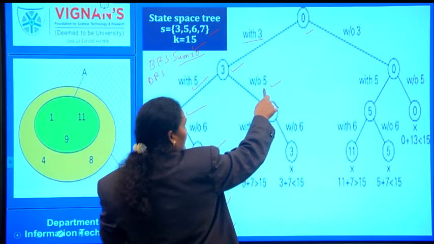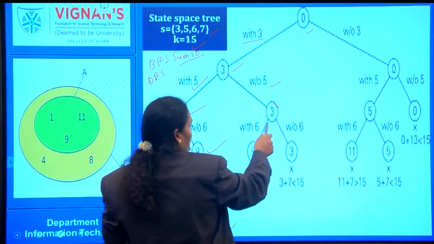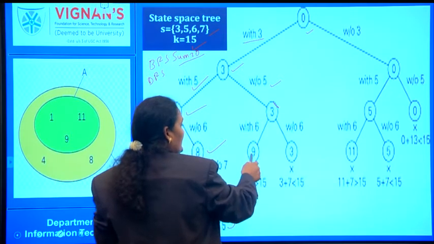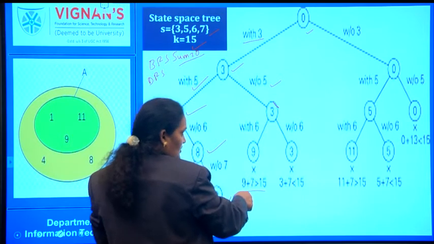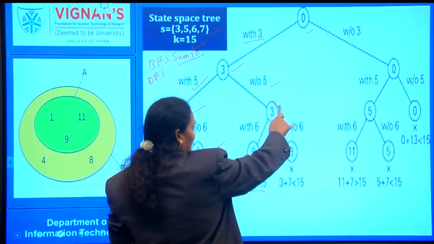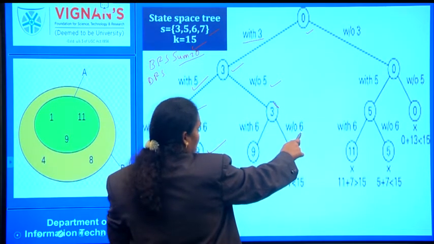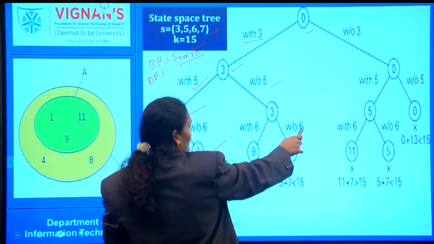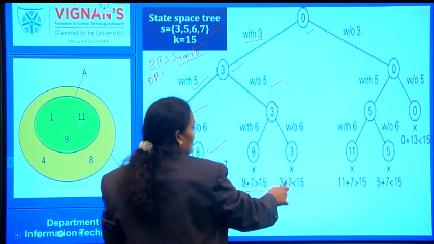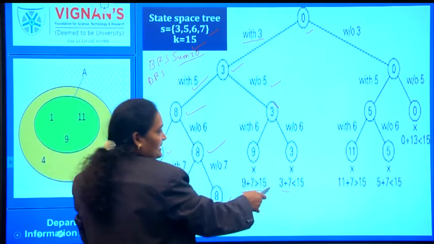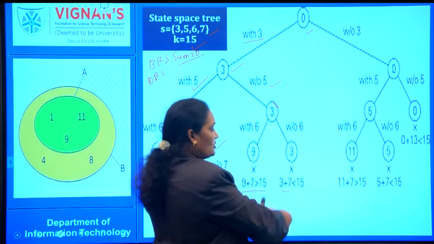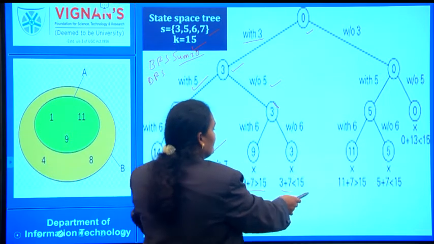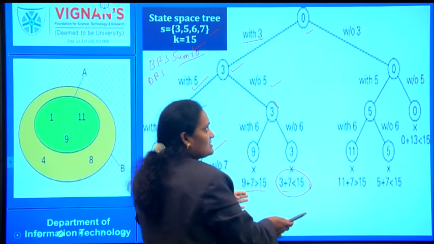So without 5 the sum becomes 3. With 6 the sum becomes 9. If I add 7 it is greater than 15, so I cannot get the solution in this path. So we are backtracking and taking without 6. Here I have already taken without 5, without 6. The only element present is 7. If I add 7 to 3, it becomes less than 15. Since no more elements are there in the set, in this path also we did not get the solution.